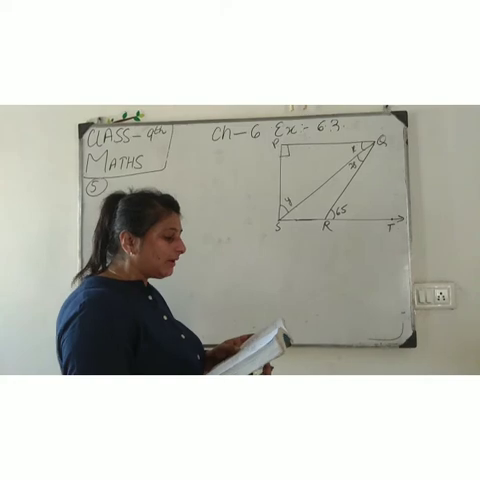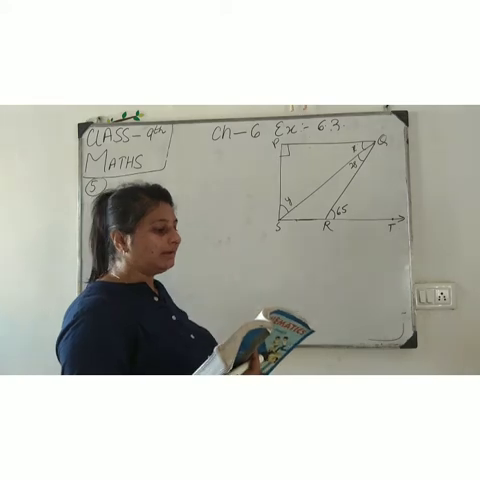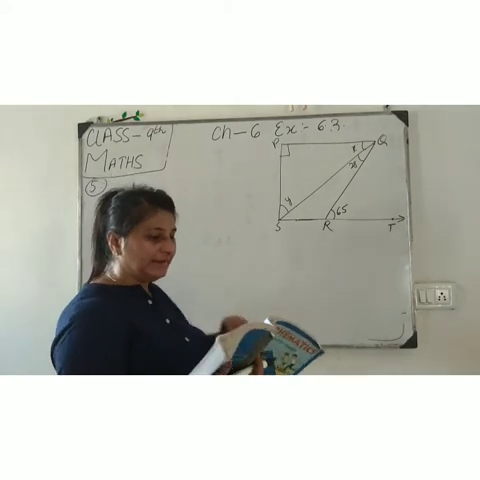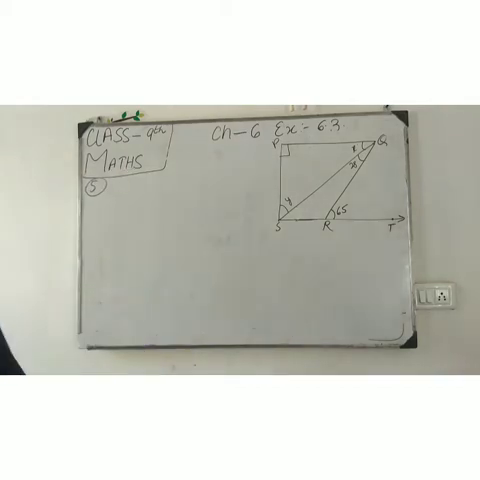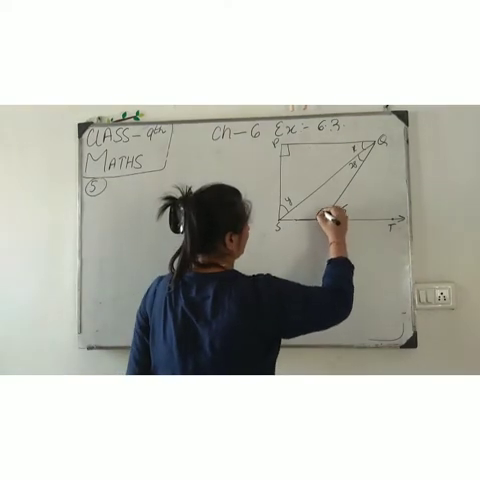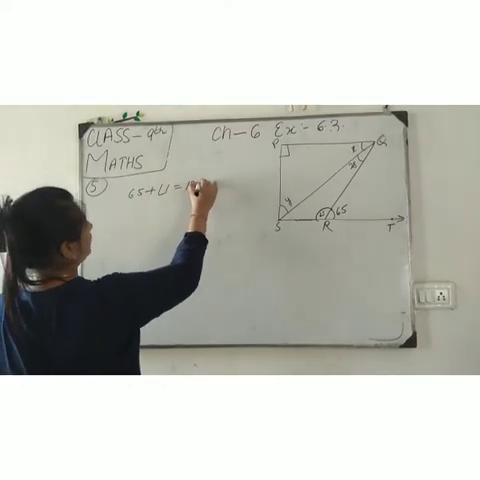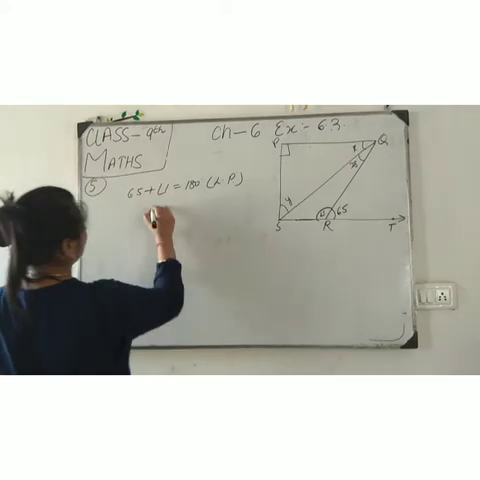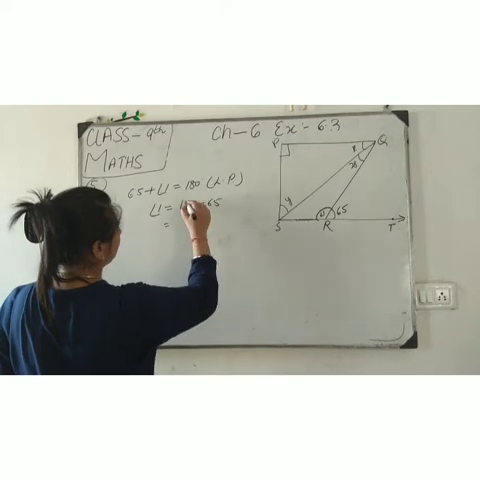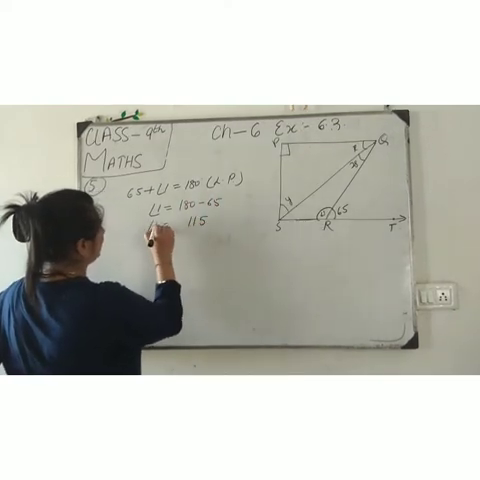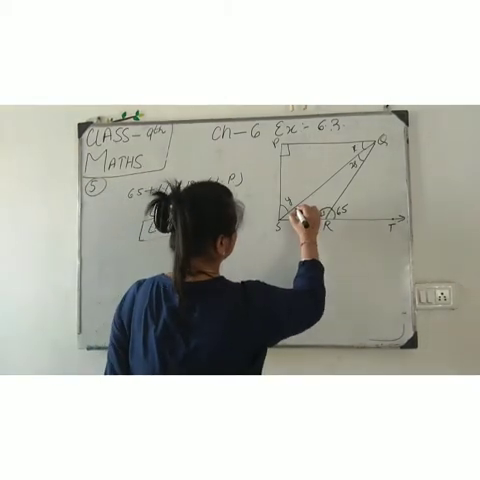In question number 5, PQ perpendicular RS, PQ parallel SR, angle SRQ equal to 28 degree, angle QRT 65 degree. Find the value of X and Y. Okay. Now start from here. I put number angle 1. 65 plus angle 1 equal to 180 degree. Reason: linear pair. Angle 1 equal to 180 minus 65, which is 115 degree. After that, we find this one angle.